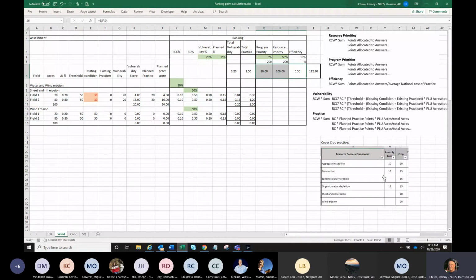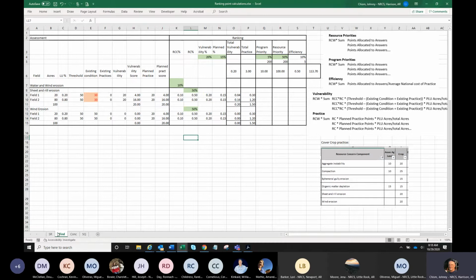But you have to keep in mind that this cover crop that we're doing in fields 1 and 2 also gives us points for wind erosion. So even though there's not a vulnerability, he gets 20 points for those 2 fields.